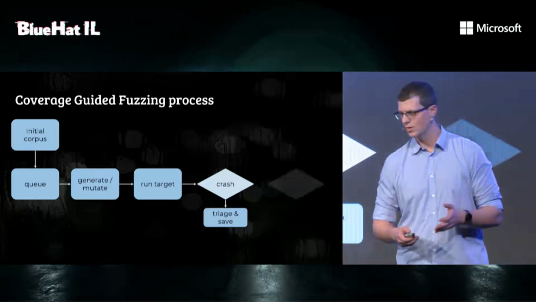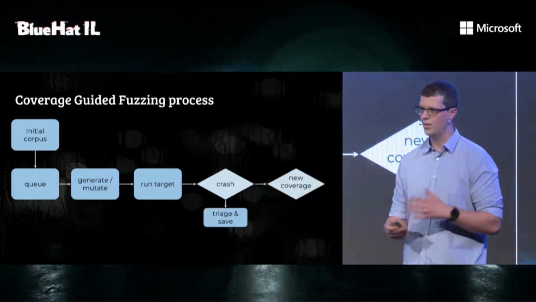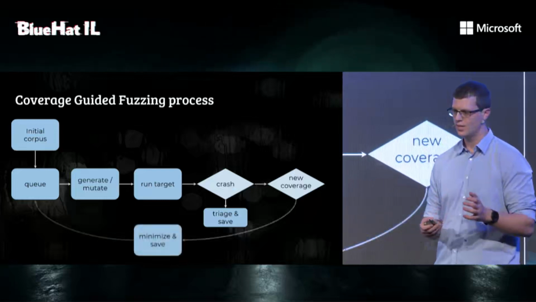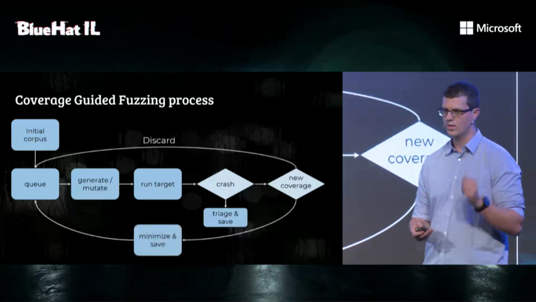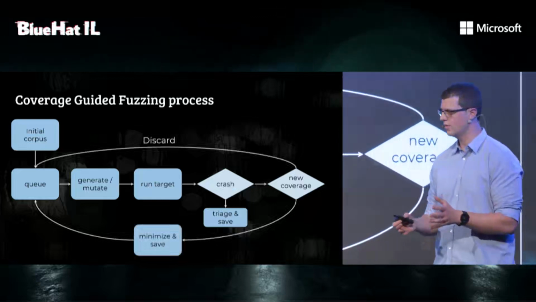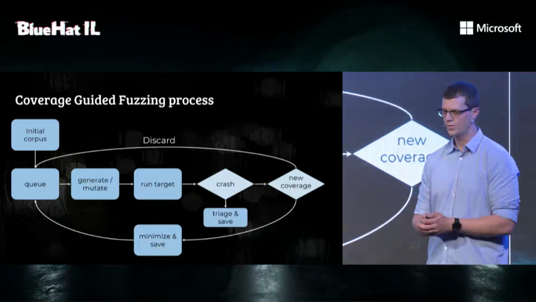Otherwise, we will check if new coverage was detected. When we say new coverage, we usually mean new if statements were reached. If so, we'll try to minimize it and save it. Otherwise, we'll discard it and keep on going. This is basically how every coverage-guided fuzzer works: AFL, libFuzzer, honggfuzz, and all others.